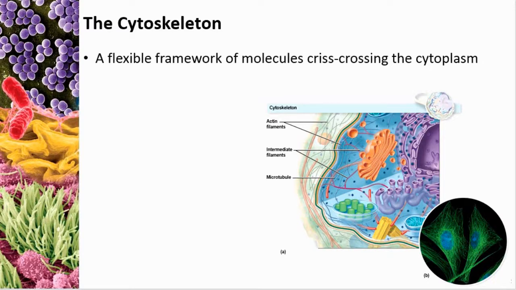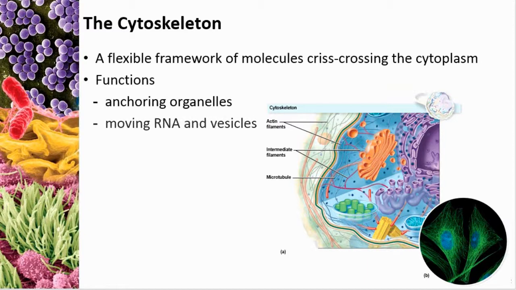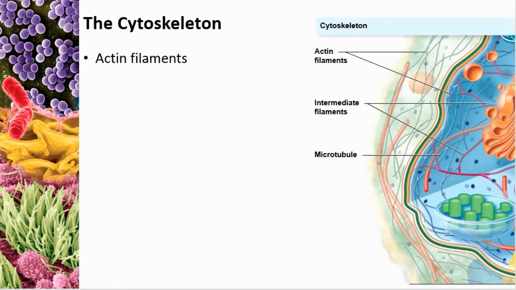So it's a flexible framework of molecules crisscrossing the cytoplasm, used for anchoring organelles, moving RNA and vesicles. It sort of acts like a little highway, and permits shape changes, and in some cases movement, because it almost acts like a muscular system, sort of, in some of these amoeboid type organisms. But it's made out of several different filaments, including actin filaments. You certainly don't need to be able to identify which one of these is an actin filament on a picture, on a test, or anything like that.